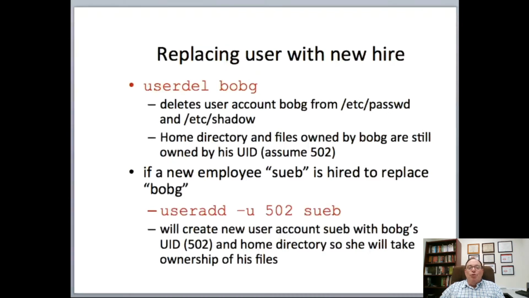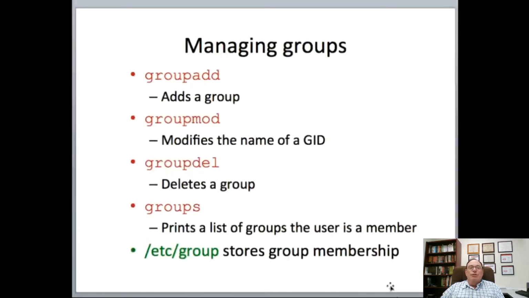If you hire a new employee named Sue B and she's hired to replace Bob G, then you would add her using the useradd command with the -u option, and you would specify 502 because you want to make sure that her UID is 502, so she will now own all of Bob G's files. This will create a new user account, Sue B, with Bob G's UID 502. Therefore, she will take ownership of all of his files in his home directory and presumably be able to manage his work.